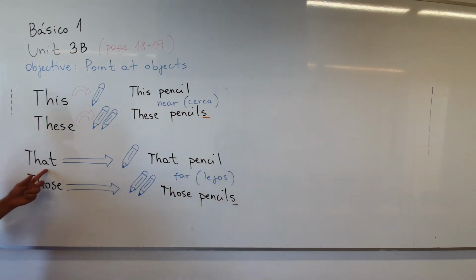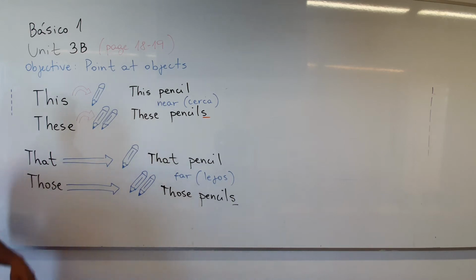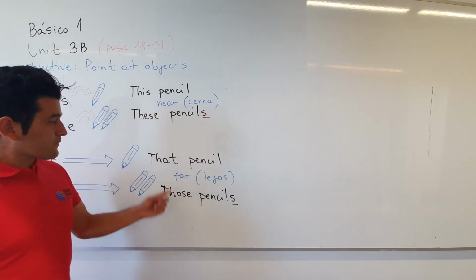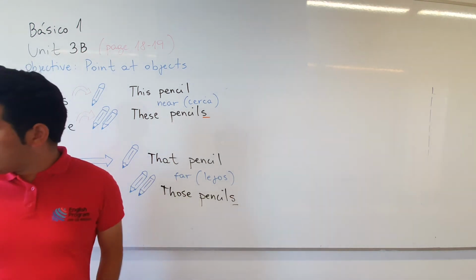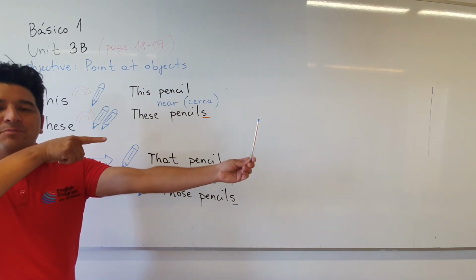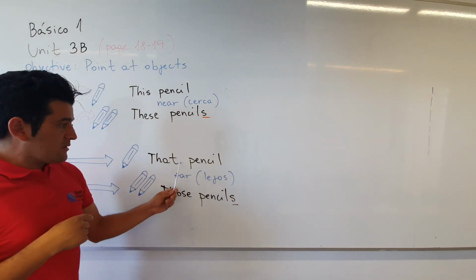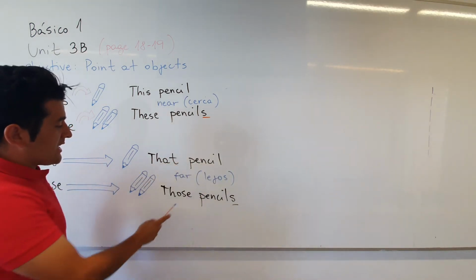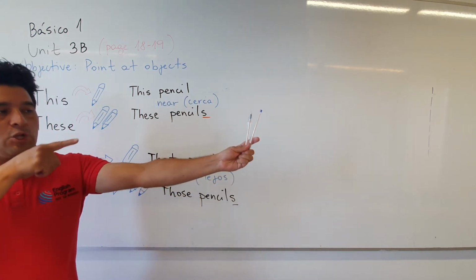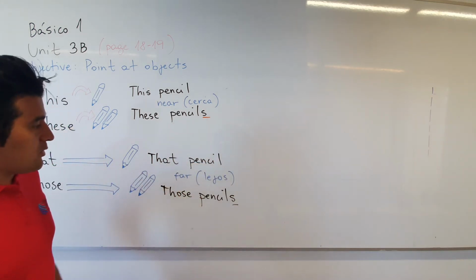So please, let's check. Repeat. That. That. Please repeat. Those. Those. Okay, very good. The other one. We're going to use the pens again. For example, here we have a pen, and we say that pen, porque está lejos, pero es uno, that. And in the case of plural, we say those pens, those, because they are far, okay?